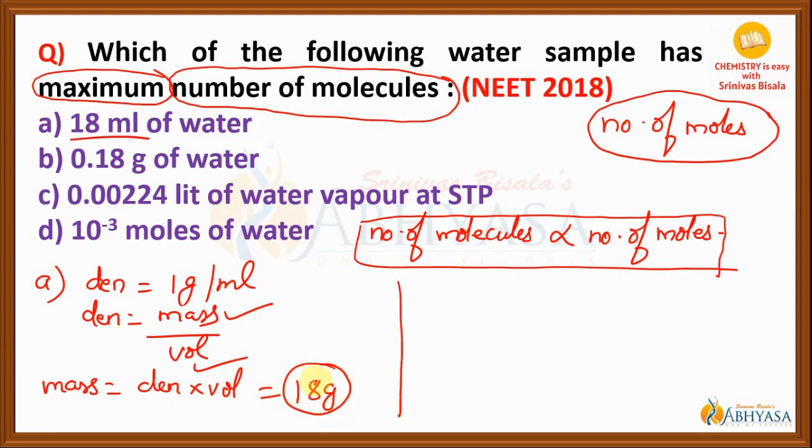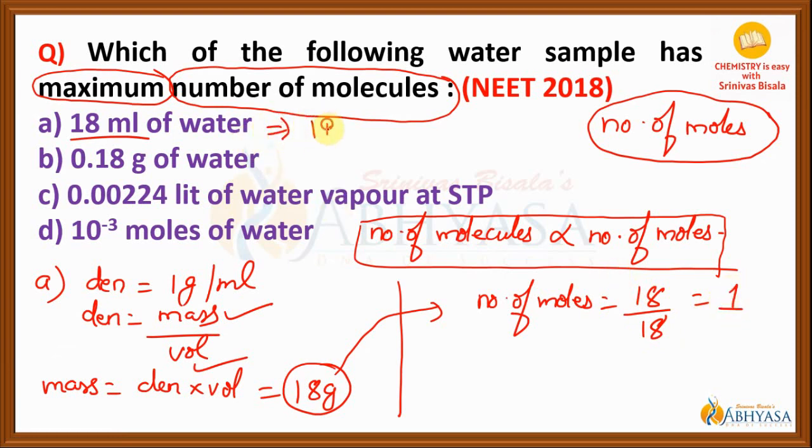So in option A, 18 grams of water is given, and 18 grams of water is nothing but 1 mole of water, isn't it? Number of moles is equal to given mass divided by gram molecular mass. So 18 upon 18 is 1. So we got here 1 mole of water. Let's calculate for the second one. It is very simple. Mass is given, divide by the molecular mass, and we get the number of moles directly, 0.01. So for the second option, the number of moles is 0.01 mole.